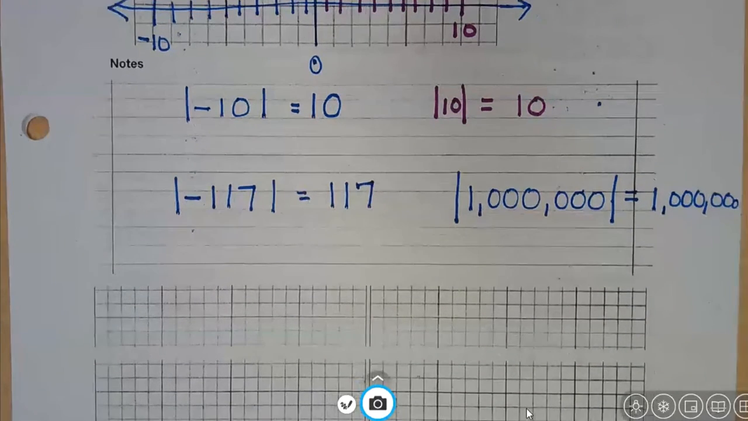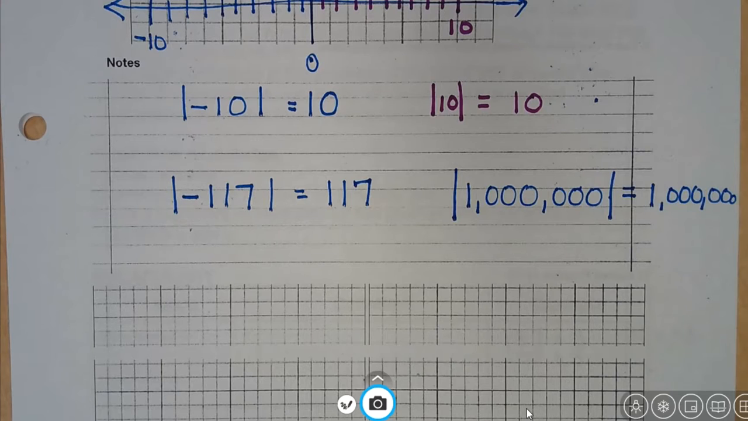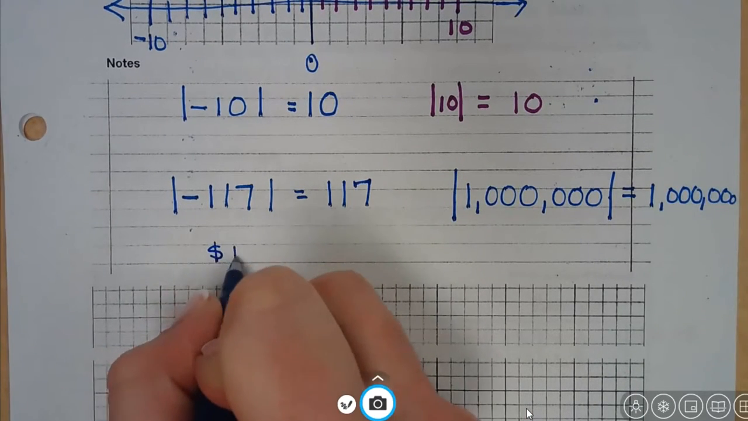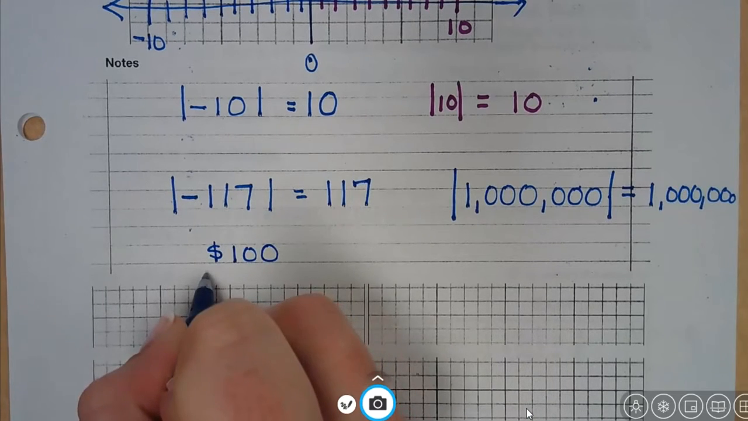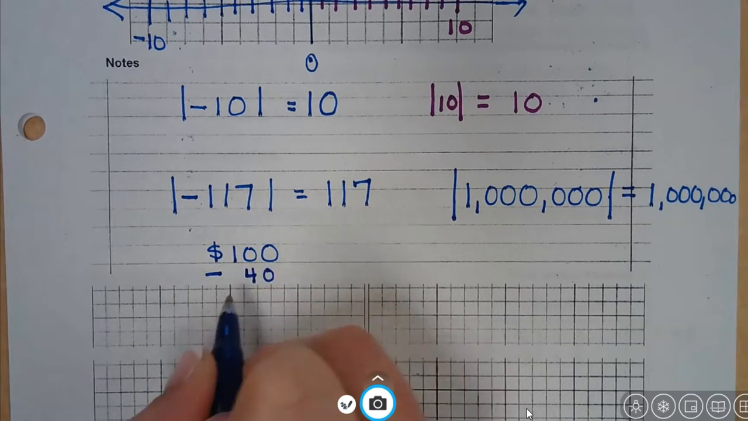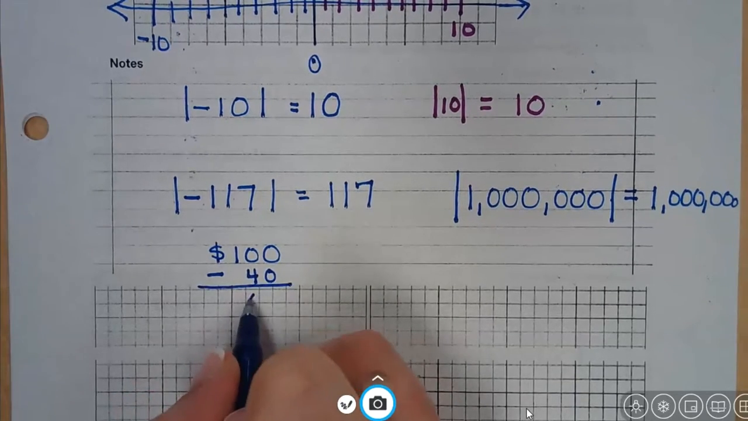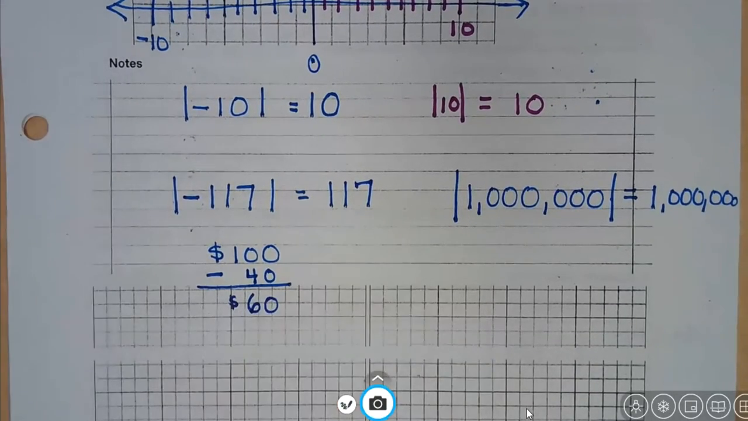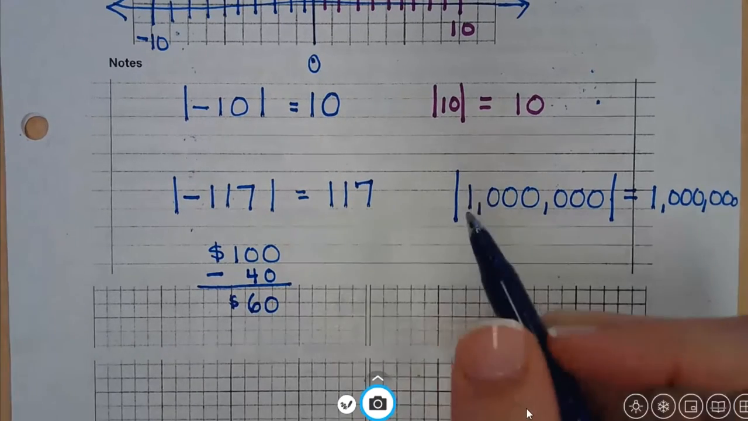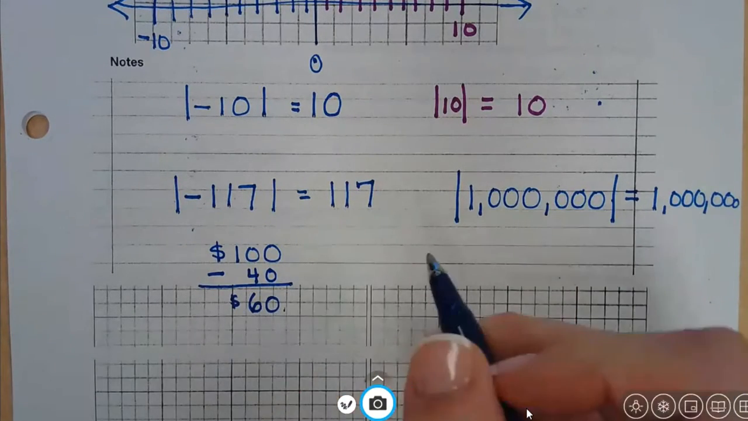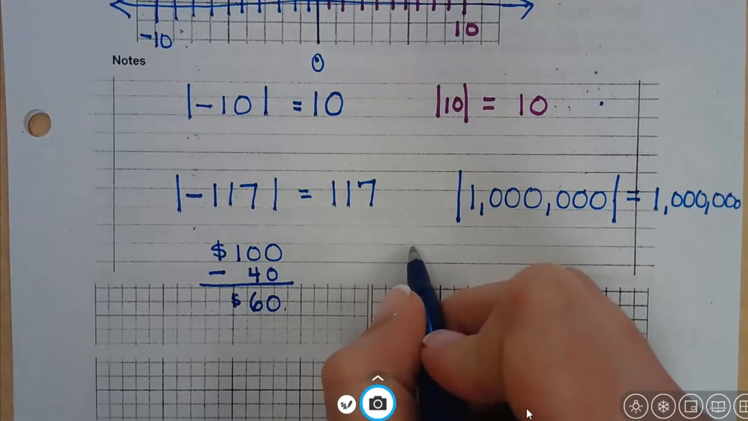Okay, so you can think of that way. You can think of this in bank accounts. So you can use absolute value to interpret a gain or a loss, or if you're withdrawing a certain amount from a bank account. So if I had $100 in my bank account and I withdraw $40, and I said, how much do I have now in my bank account? That would be $60. Okay, and so I'm $60 away from 0, which you don't want to get to 0 in your bank account.